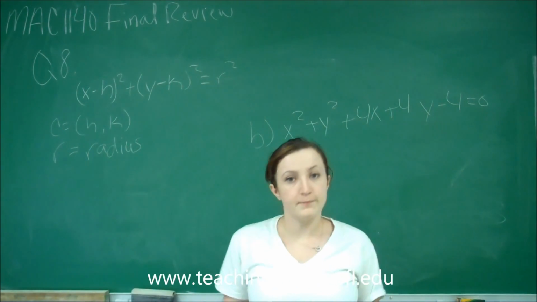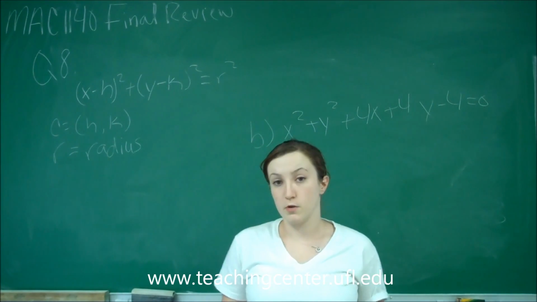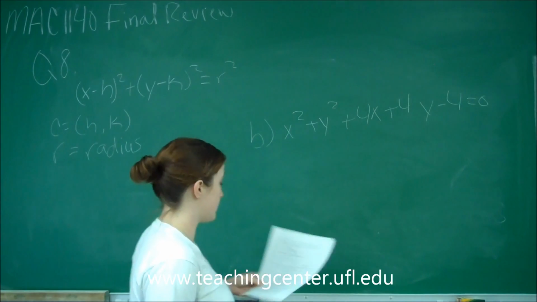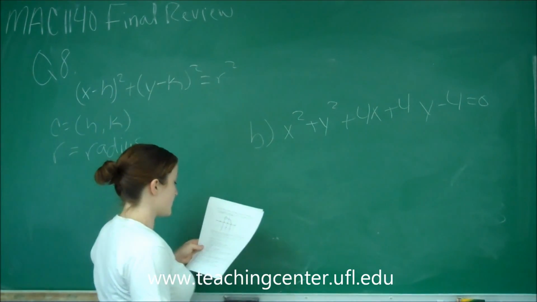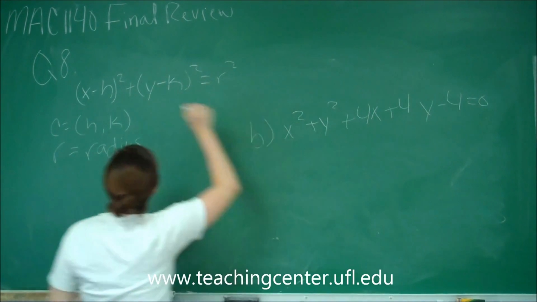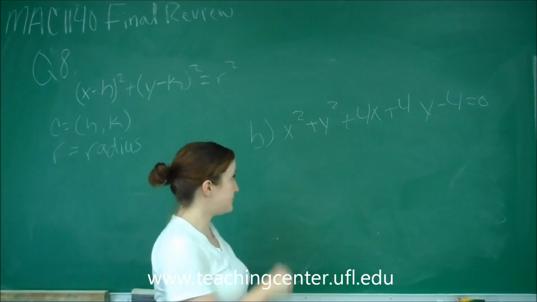The first part says know how to complete the square, and then part B actually gives us a question. So I'm going to demonstrate how to complete the square in part B, because that's what we'll need to do. Part B says find the center and radius of the circle. So what we need to do is get this whole equation into something that looks like this, where we can easily pick out the center and the radius.